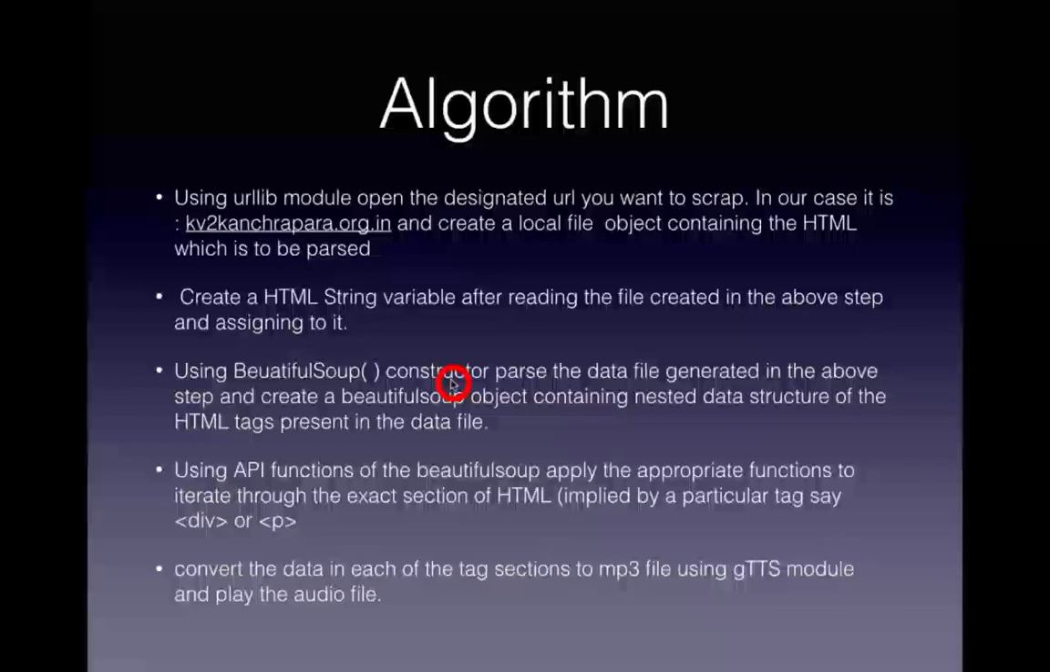So Beautiful Soup has a constructor function which will parse the data file generated in step 2 and create the Beautiful Soup object containing a nested data structure of HTML tags present in the data file. So it will create a nested data structure of all the HTML tags which are present in the data file created in step 2. So this is the third step.